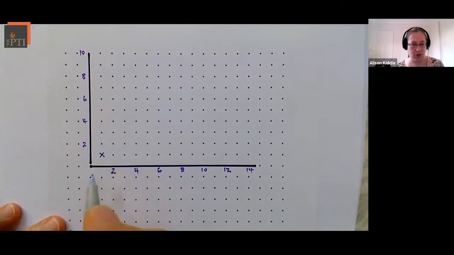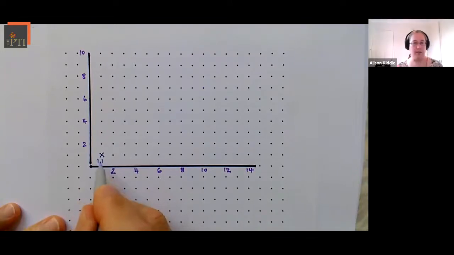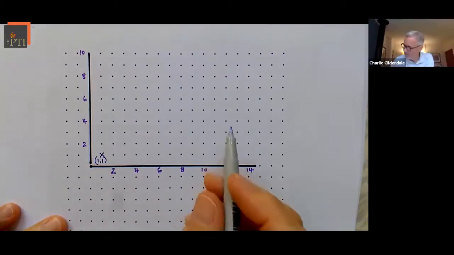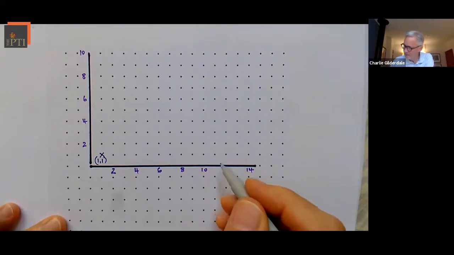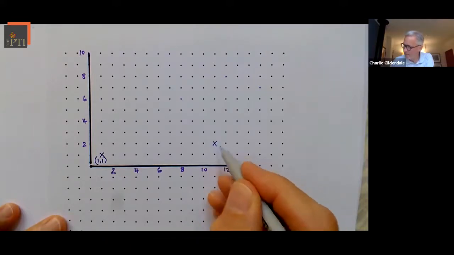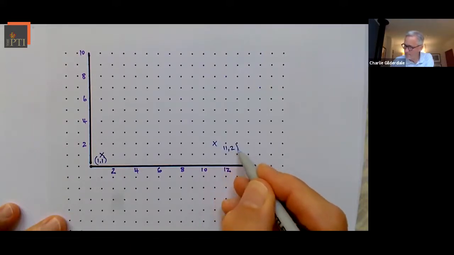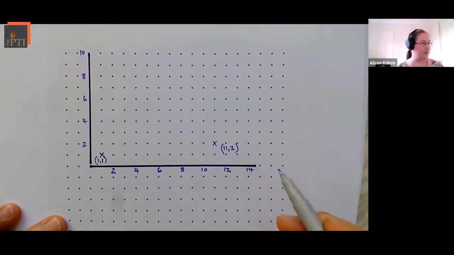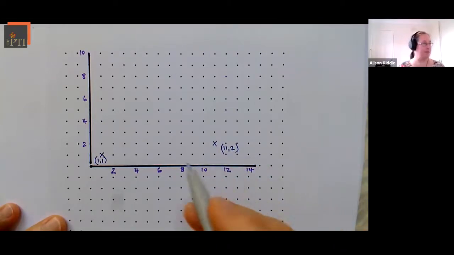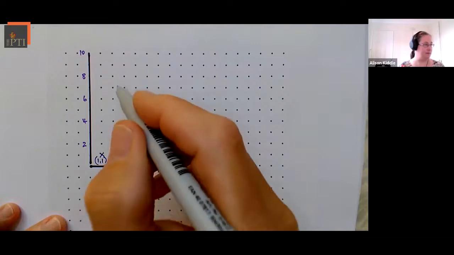So Charlie's going to choose 4 points, and he's just going to mark the coordinates of the 4 points that he chooses. So you've got 1, 1. Thank you. Okay, so I'll go for a point around here. So that's 11, 2. Something around here.